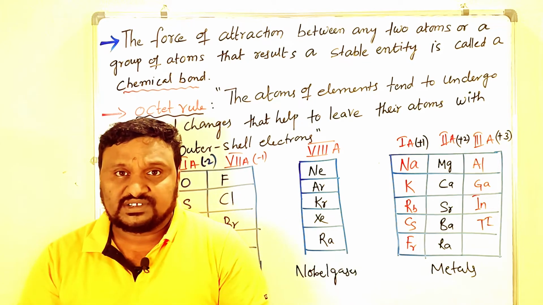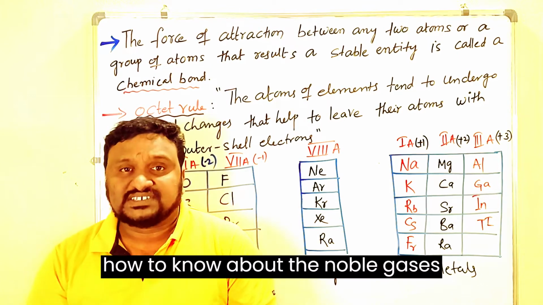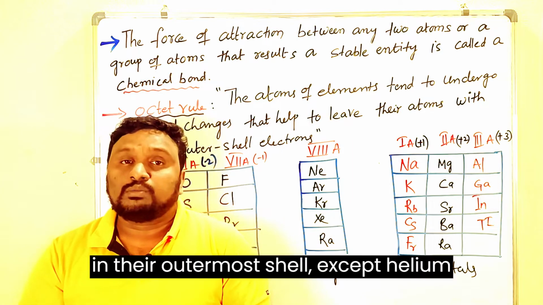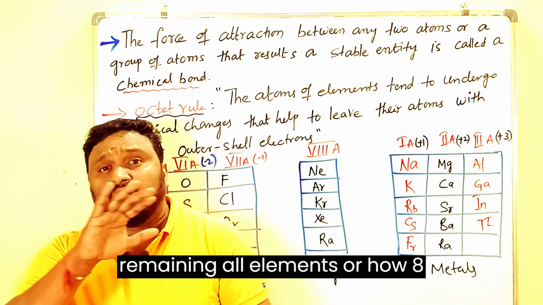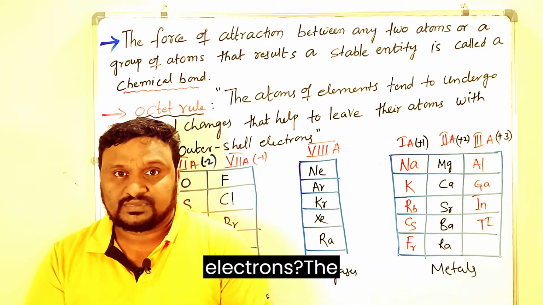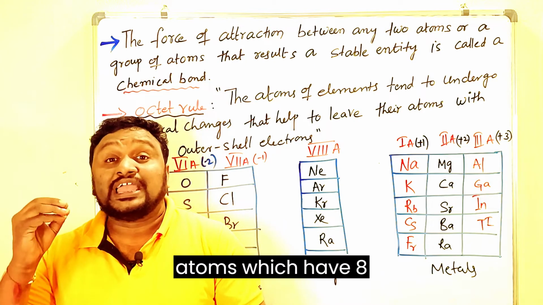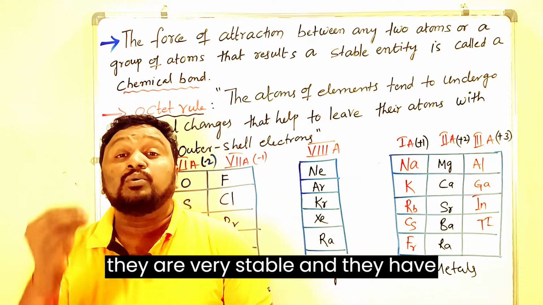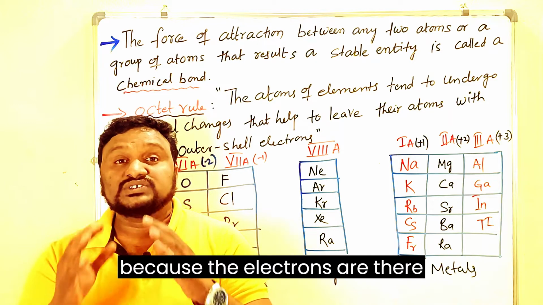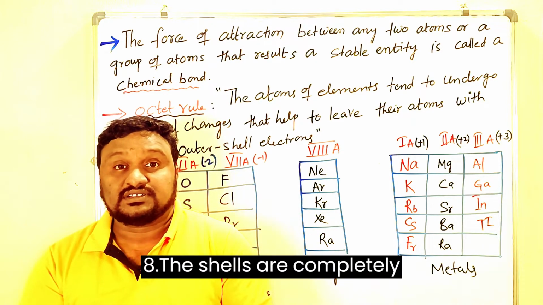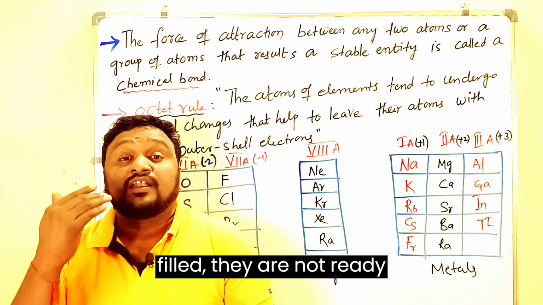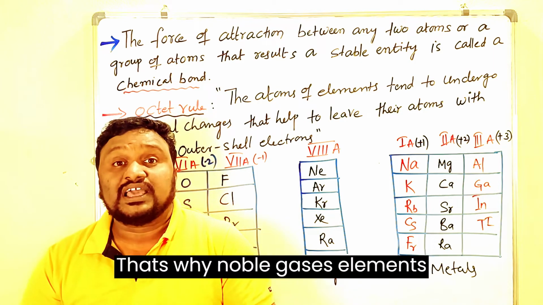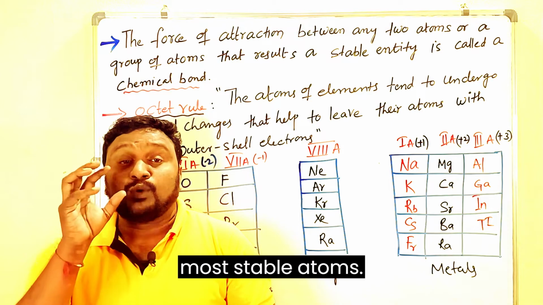Clear? The first thing is you have to know about the noble gas elements. Noble gas elements have 8 electrons in their outermost shell. Except helium, all the remaining ones have 8 electrons. The atoms which have 8 electrons in their outermost shell are very stable and have low reactive nature, because the shells are completely filled. They are not ready to participate in any chemical bond. That's why noble gas elements are considered the most stable atoms.